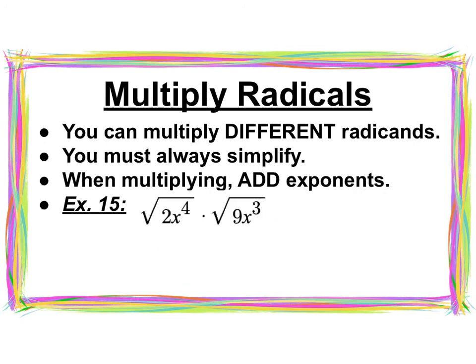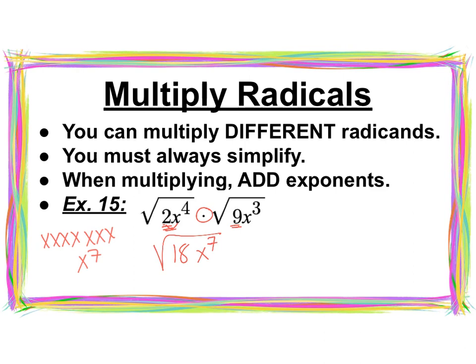And here we have our last example. The 2 is not stuck to the x. We are multiplying. So you can multiply the 2 times the 9. Do the 2 times the 9 and we get 18. And then we have 4 x's and 3 x's, which means we have x to the 7th. So that becomes x to the 7th.